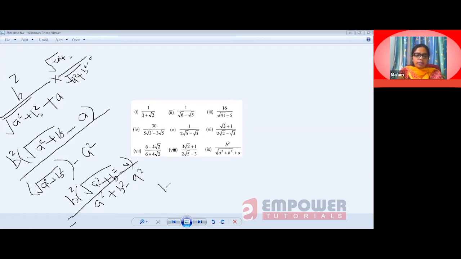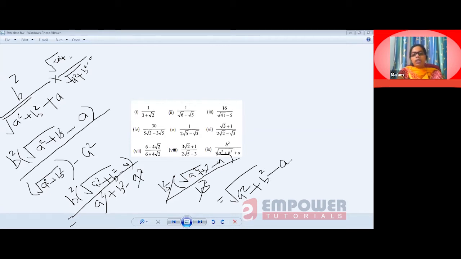Okay, so you will get b square upon, in bracket, square root of a square plus b square minus a in the numerator, and in the denominator this a square will get cancelled, and you will have b square. Now this b square will get cancelled, and the ultimate answer will be square root of a square plus b square minus a on 1, or you can just write it down. So just note it down. Come on, do it fast.